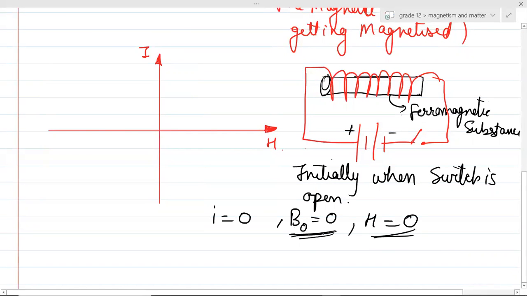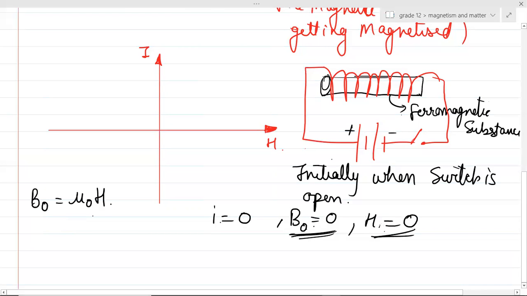Because B naught and H are related how? We know this thing, no? B naught is equal to mu naught into H. Do you all remember this? Yes or no? Yes, sir. So if current is zero, then B naught is zero, B naught is zero, then H is zero.